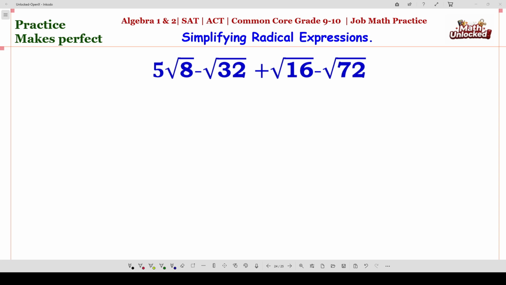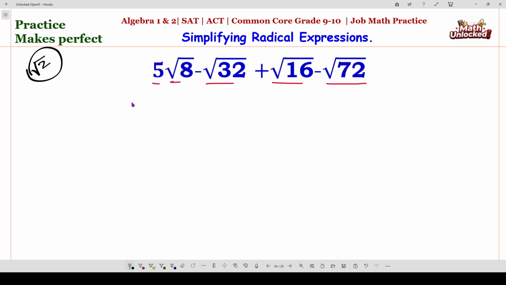Simplifying radical expressions. 5 root 8 minus root 32 plus root 16 minus root 72. This expression has a magic number, which is root 2.